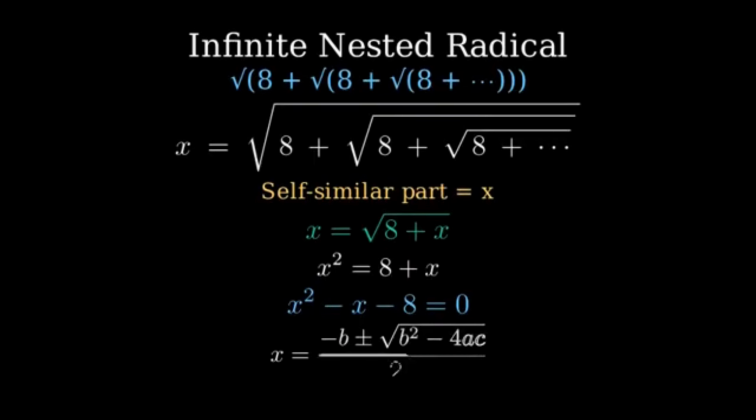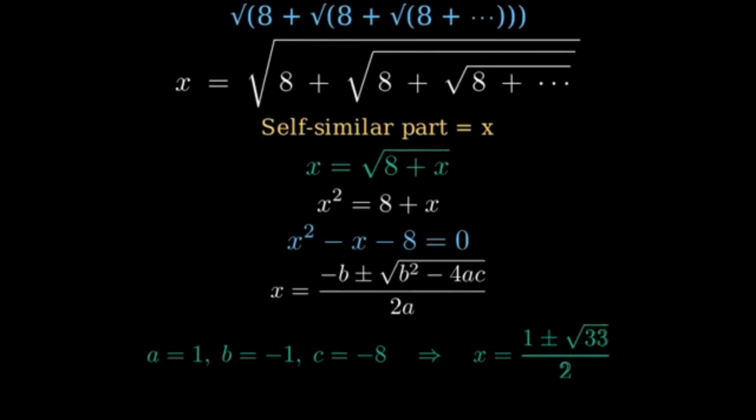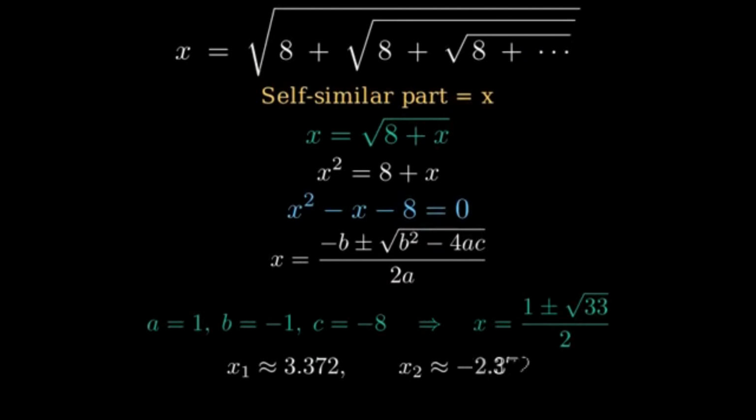For a x squared plus b x plus c equals 0, the solutions are x equals negative b plus or minus the square root of b squared minus 4ac, all over 2a. Here a equals 1, b equals negative 1, and c equals negative 8. Substituting gives x equals 1 plus or minus the square root of 33, all over 2. The two values are approximately 3.372 and negative 2.372. Which one is valid for our original infinite radical?